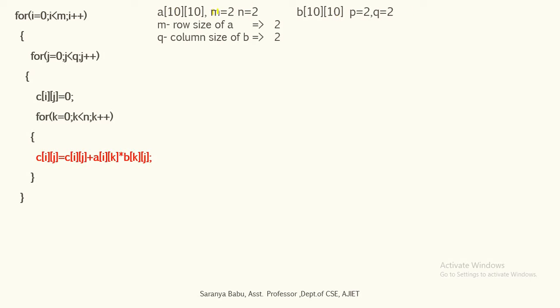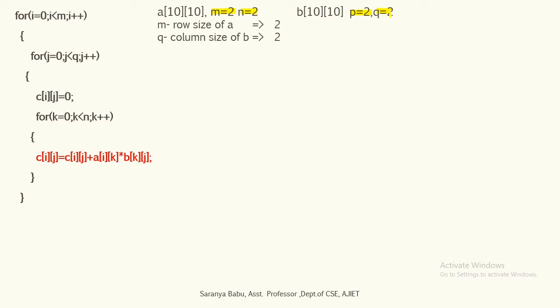And we have taken the values for M and N from the user as 2 and 2. Parallelly, P and Q's values are also 2 cross 2. That is, we are multiplying matrix A of order 2 cross 2 with matrix B of order 2 cross 2.